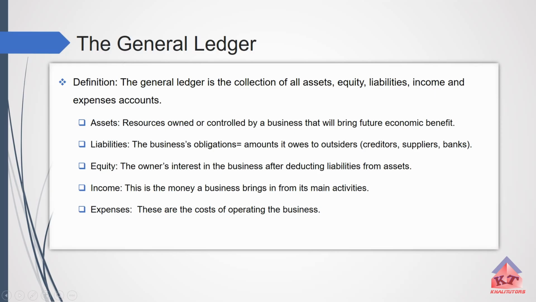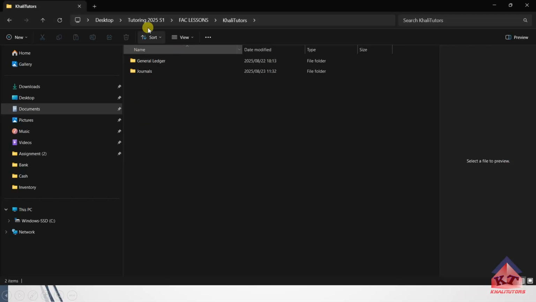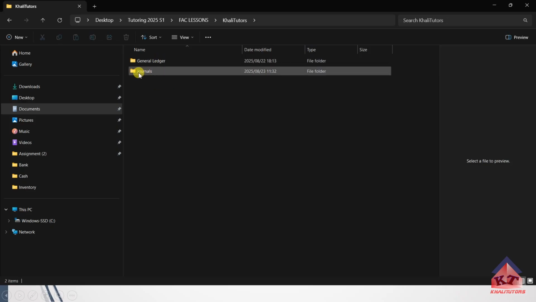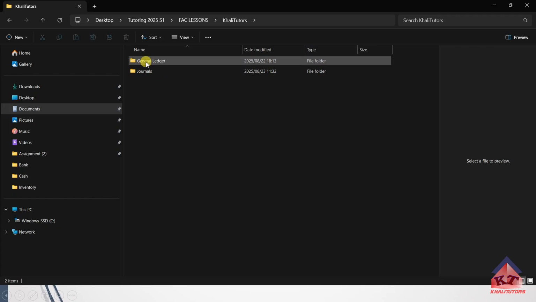Okay, let's say I have a company. The company's name is, let's say it's KhaliTutors, okay? I have several companies and then I have a folder for KhaliTutors. Inside the folder for KhaliTutors, I will have my journals and then I will also have a general ledger, okay? So this is what we define. According to the definition, a general ledger must be a collection of all assets, equity, liabilities, income, and expenses accounts.